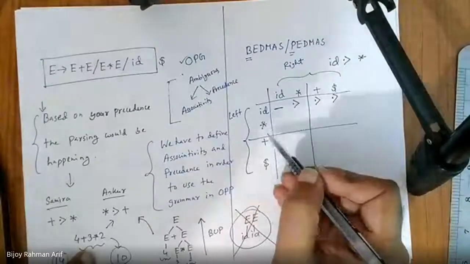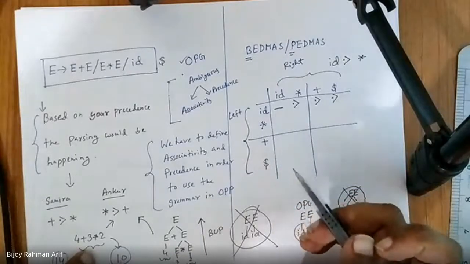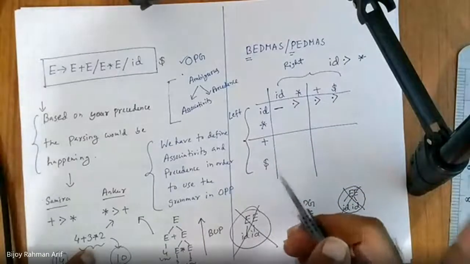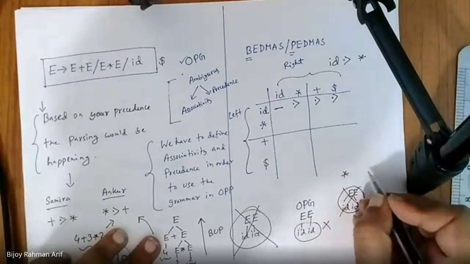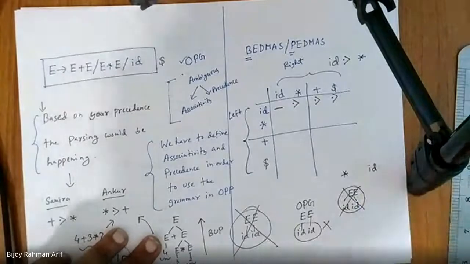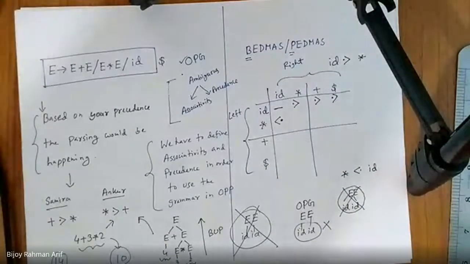Now let's go to the second row. Star and ID. Which one would have higher precedence? ID. We know ID always has higher precedence, but this time, on my left side there is a star, and on my right side there is ID. So which side should I do? Less than. So it would be like this. Done.